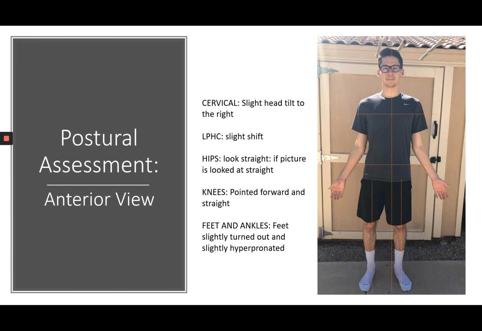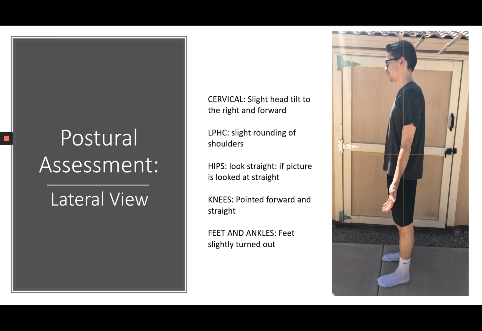base of his ankle. In the anterior view here, you can see a slight head tilt to the right in the cervical checkpoint. There's a slight shift in the LPHC. The hips look straight, the knees are pointed forward, but in the feet and ankles we see slightly turned out and slightly hyperpronated. In the lateral view, we can see the slight head tilt to the right and forward, slight rounding of those shoulders just slightly, and then the hips look straight, the knees are pointed forward, but again we see that those feet slightly turned out in this view.